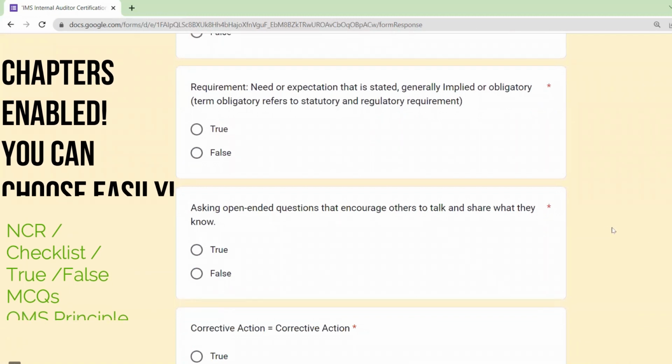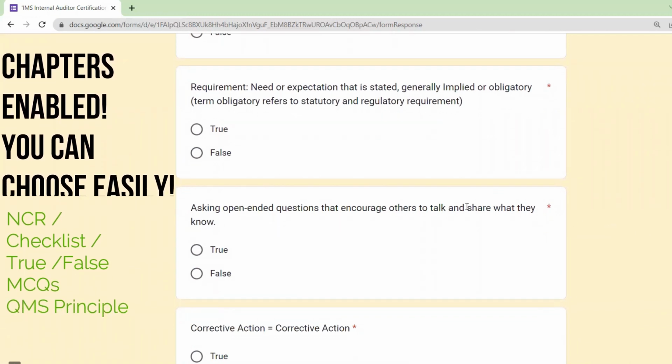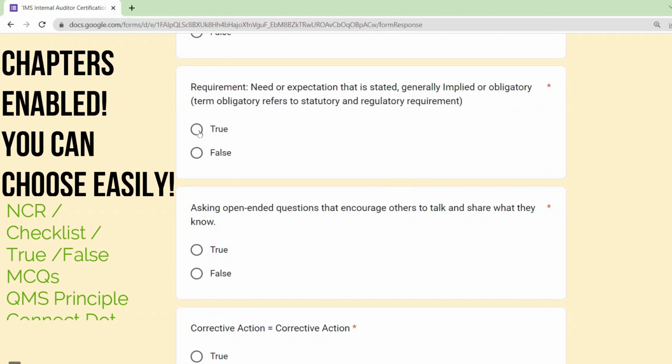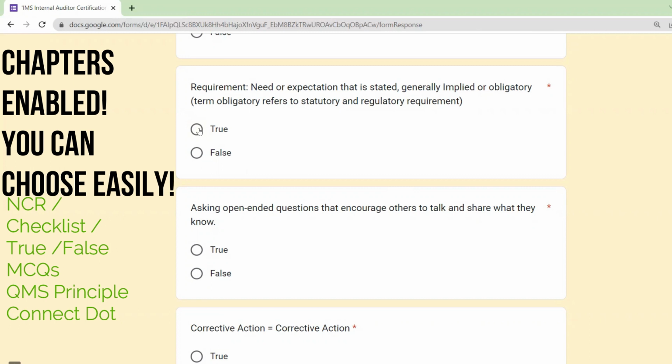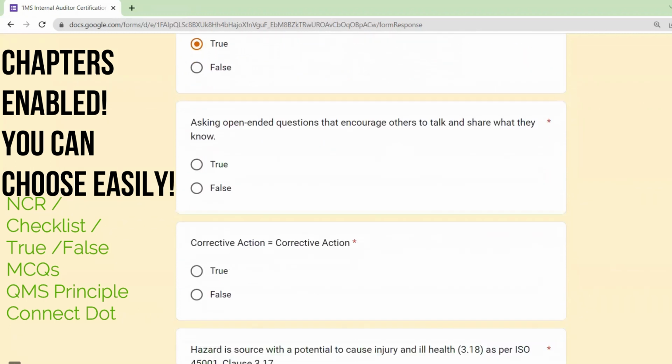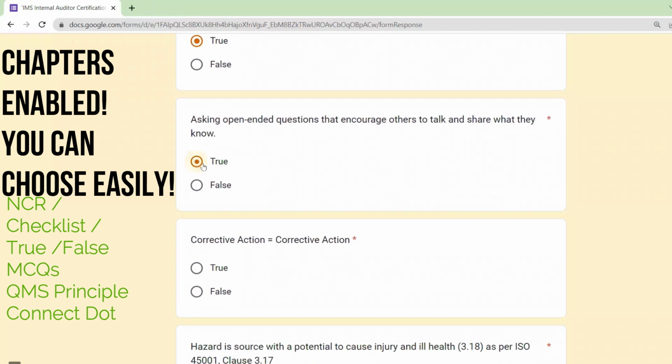Need or expectation that is stated, generally implied or obligatory. This is the definition of requirement as per ISO 9000. That's right. Asking open-ended questions encourages others to talk. Yes, right. Corrective action is equal to correction? Oh, actually, please read it as a correction. False. Please read this as a correction.